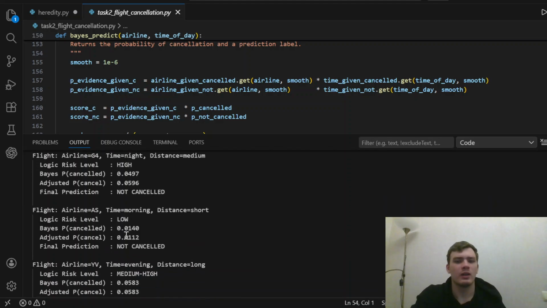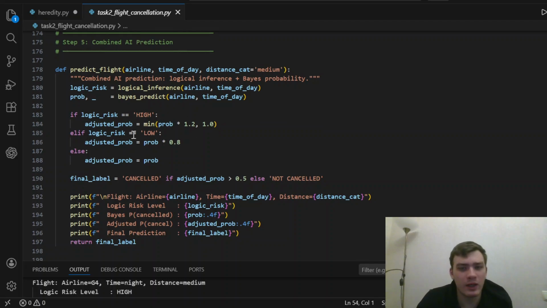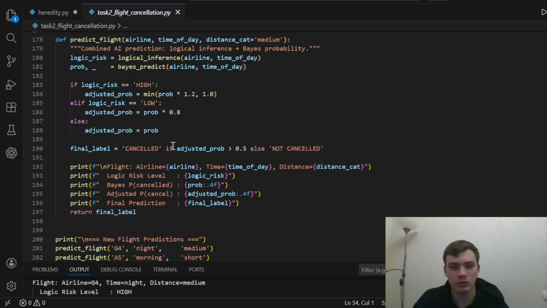The predict flight function combines both approaches. First, the logical inference gives a risk level, and the Bayes theorem computes the exact probability. If logic says high, we slightly increase the probability, and if it's low, we decrease it. The output is a final prediction, cancelled or not.